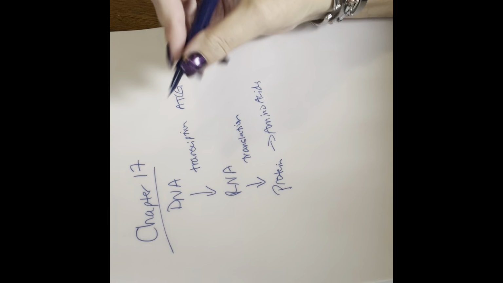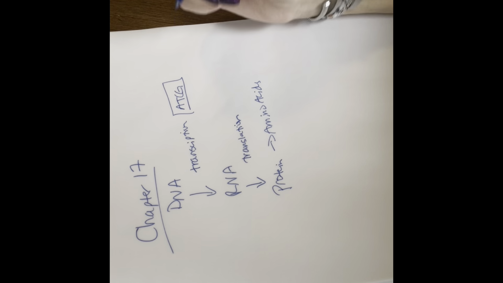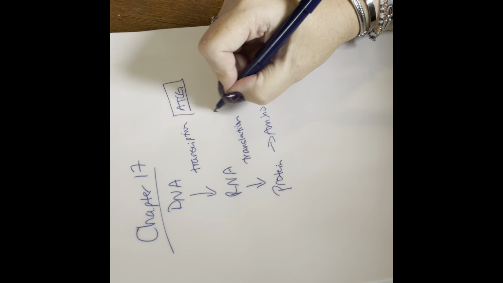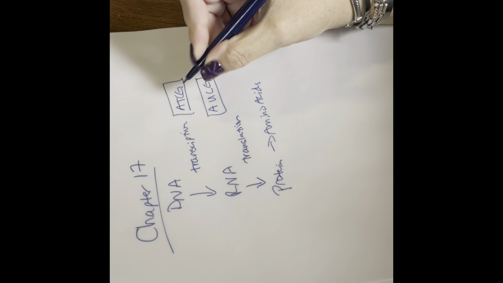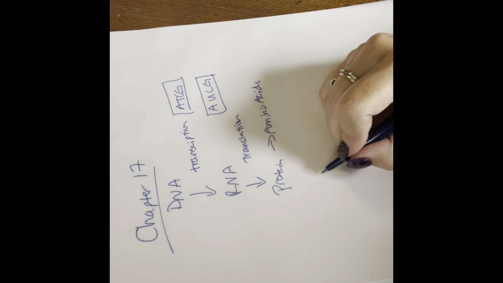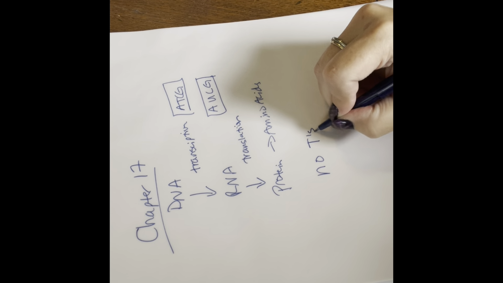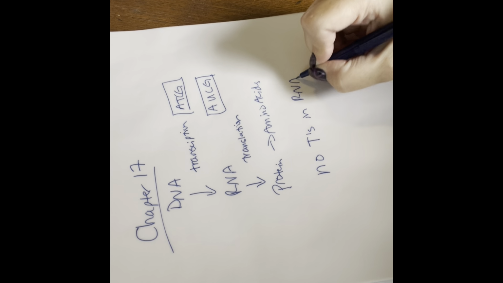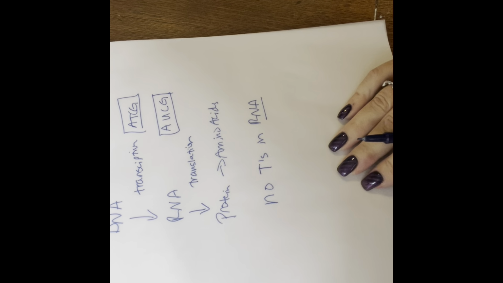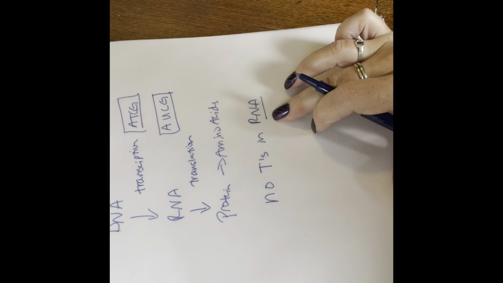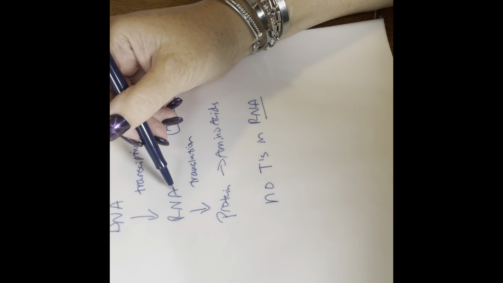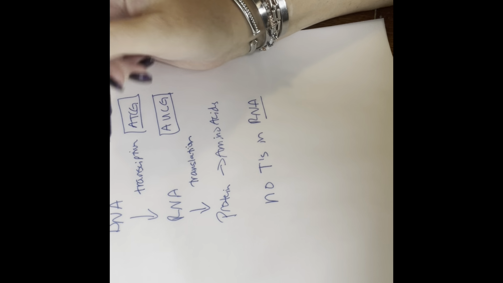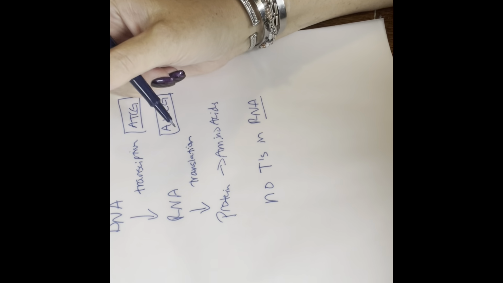So DNA has A, T, C, G. RNA has A, U, C, G. So there are no T's in RNA. If you ever see a T in any of the letters, it means that it has to be DNA. And if you see U's, it means it has to be RNA.